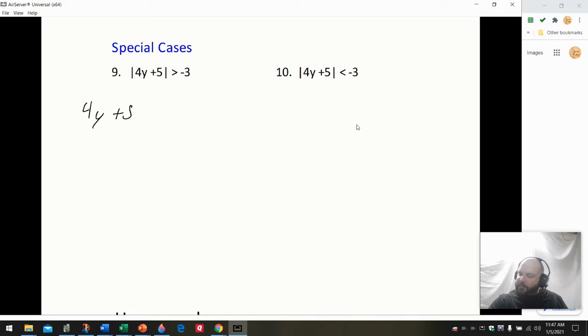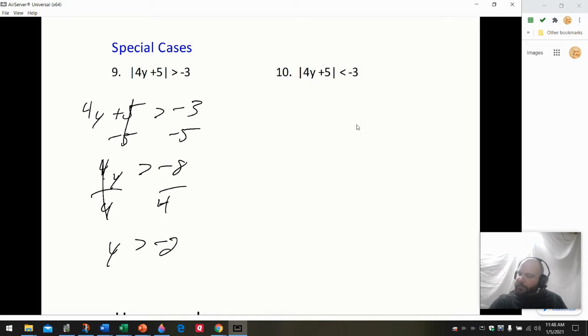4y plus 5 is greater than -3. I'm going to subtract 5 from both sides. I'm going to get 4y is greater than -8. I'm going to divide by 4, and when I do that, I get y is greater than -2.